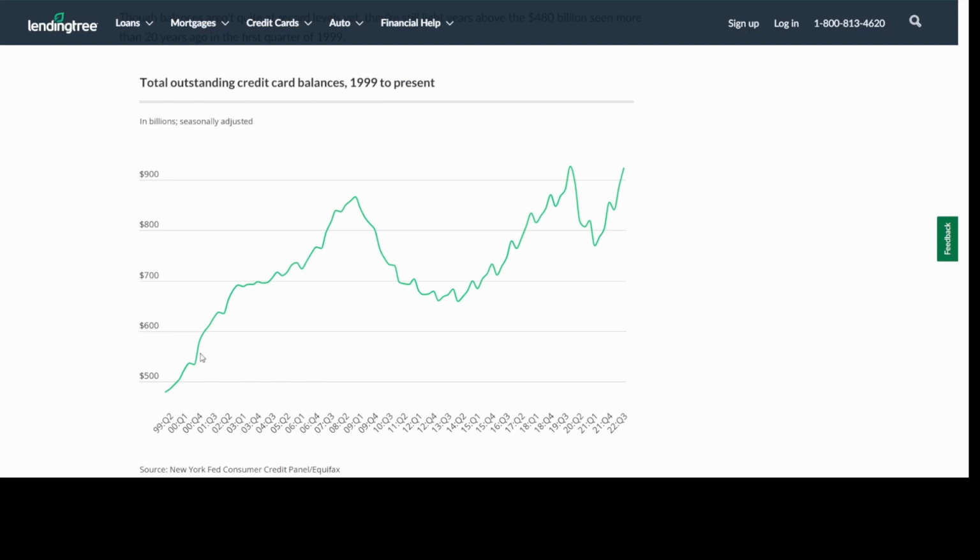If you go to this chart, it shows that in Q3 of 2022, we're at an all-time high for credit card usage and credit card balances. So more and more people, whether it's consumers or institutions, are relying on credit. And then also there's a lack of cash, so it's a bad combo.